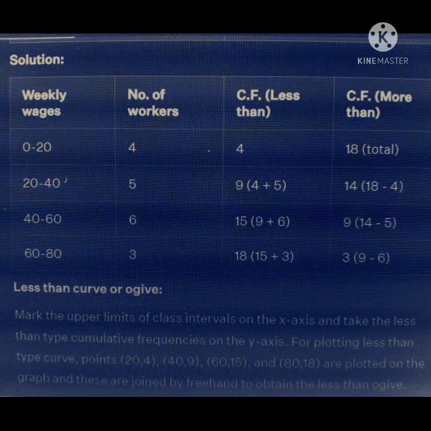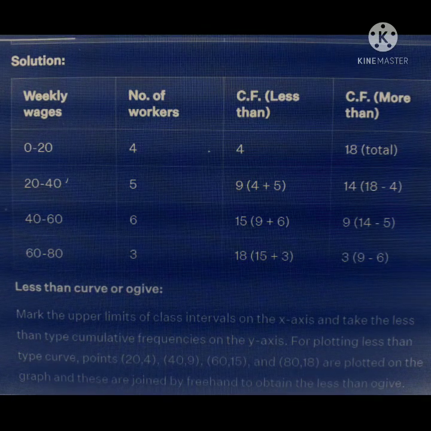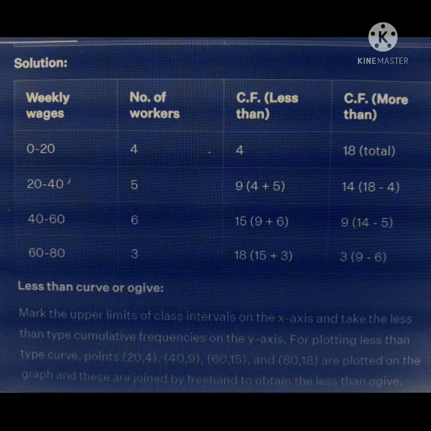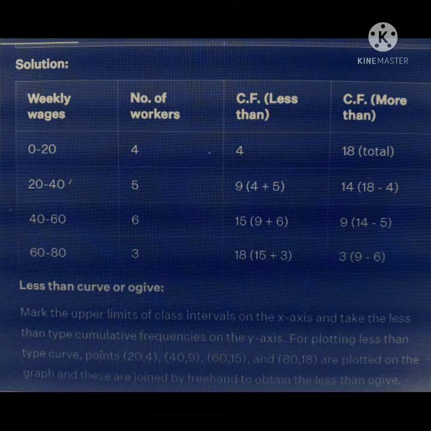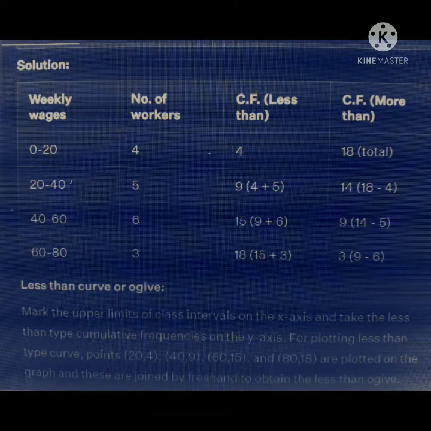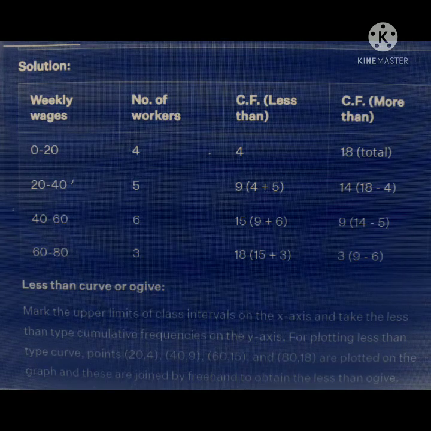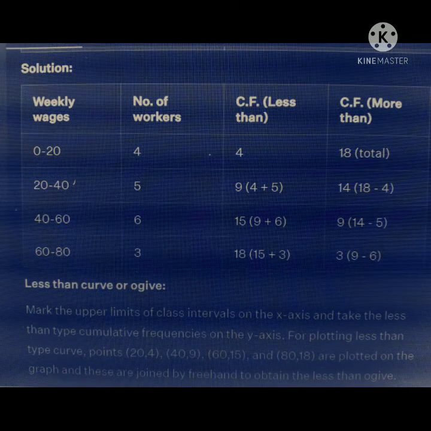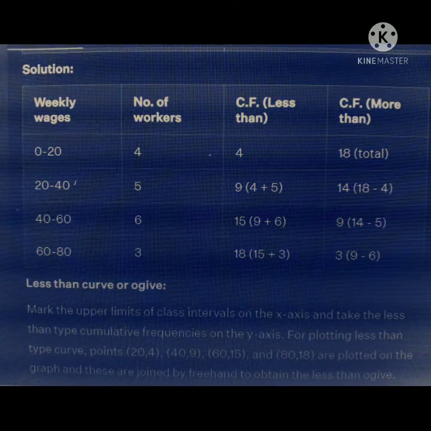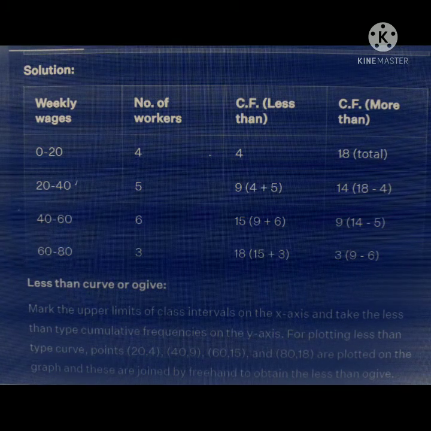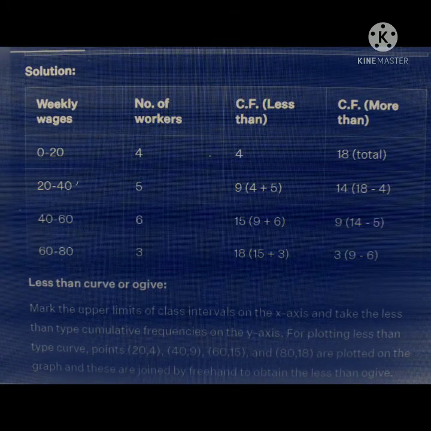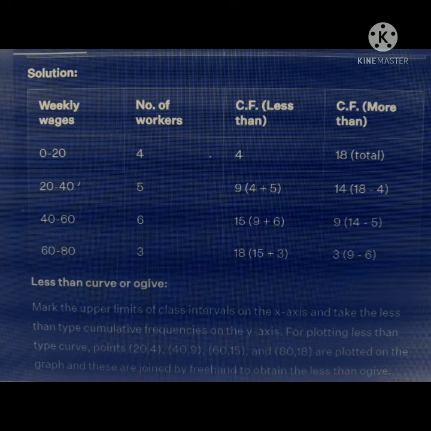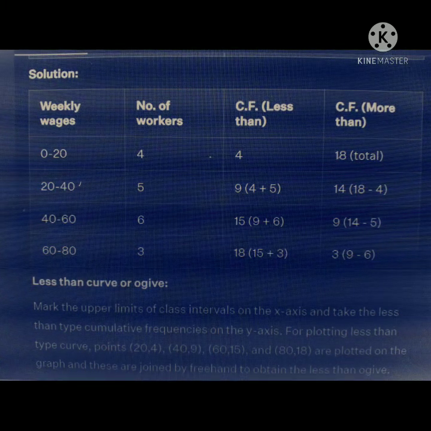And for the cumulative frequency greater than or more than, let's start first at the total of the frequency. So we have 18. 18 minus 4, we have 14. And 14 minus 5, we have 9. And 9 minus 6 is 3. So this is our cumulative frequency for greater than.